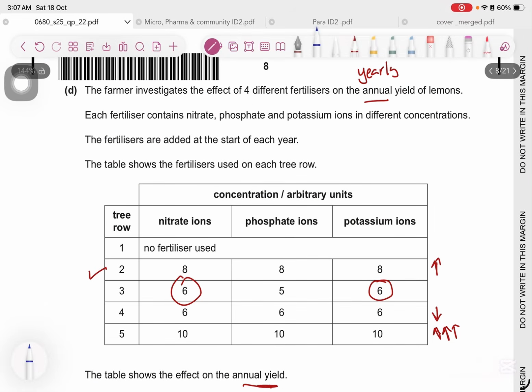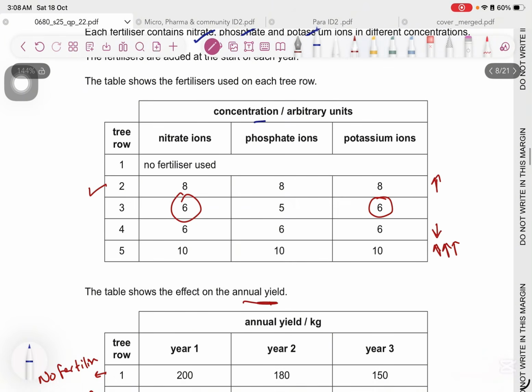Next question. The farmer investigates the effect of 4 different fertilizers on the annual yield of lemons. Each fertilizer contains nitrate, phosphate, and potassium, the NPK, in different concentrations. The fertilizers are added at the start of each year. The table shows the fertilizers used in each tree row. The concentration here is divided by arbitrary units. The units are written, as you can see in this table, in the heading. Do not write it here. Do not write it in the contents of the table.